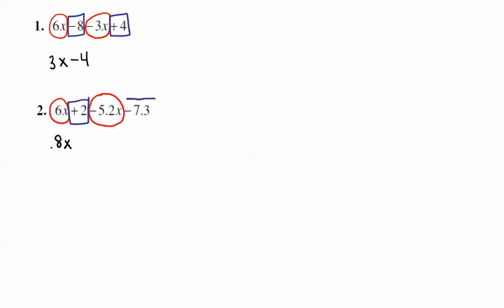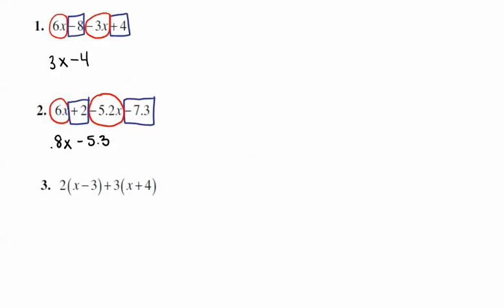And then on to the constants, the numbers. We have a plus 2 and we have a minus 7.3. So remember, when you're adding together two numbers with different signs, you take the smaller from the larger, keep the sign of the larger. So 7.3 minus 2 is just 5.3. The larger number has a sign of negative, so that would be negative 5.3. And we're done with number 2.